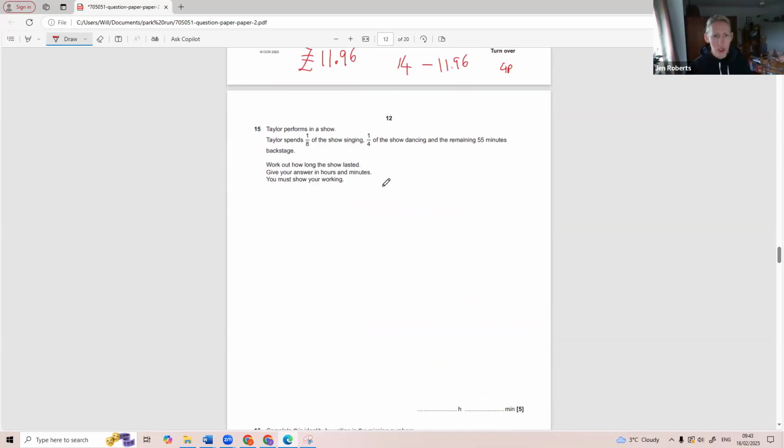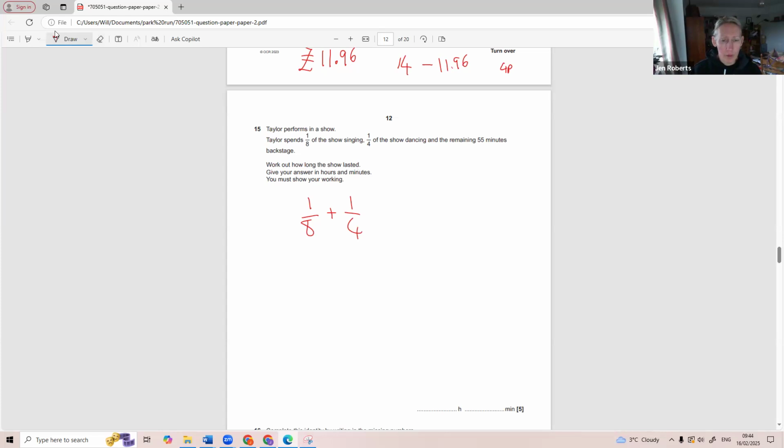Taylor performs in a show. Taylor spends 1/8 of the show singing, a quarter of the show dancing, the remaining 55 minutes backstage. Work out how long the show lasted. Right, okay, so let's look at the fraction of the time that Taylor spent singing and dancing. What's a quarter plus an eighth? We need our denominators the same again.